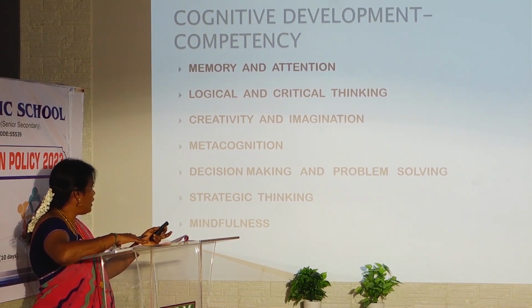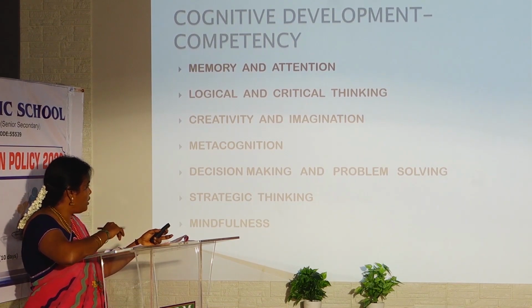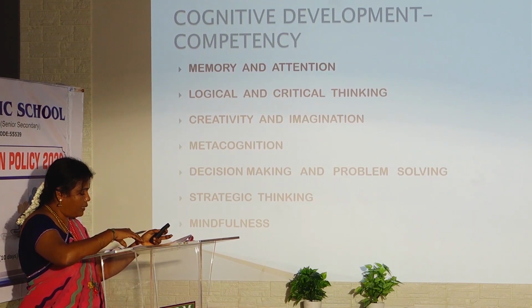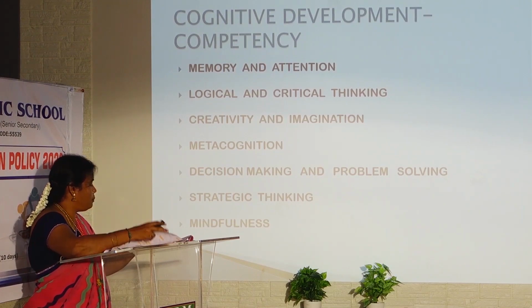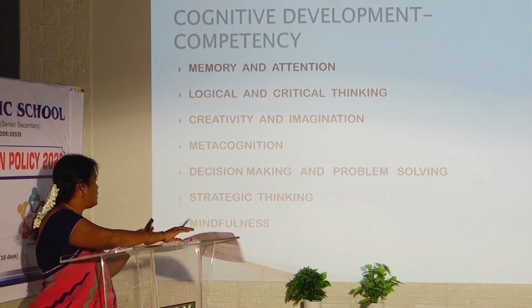Next one is decision making and problem solving skill. This is one of the most important skills, providing experiences that help children learn how to make informed decisions and solve problems. Next one is strategic thinking.